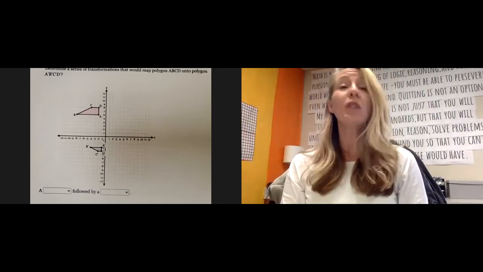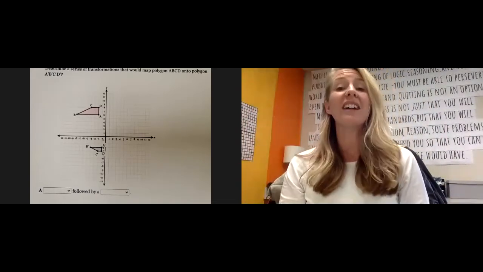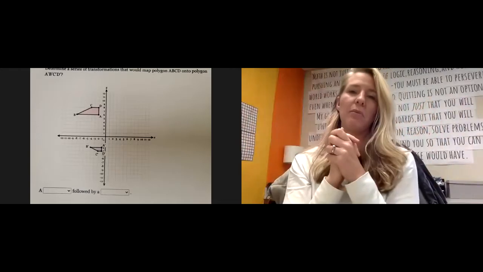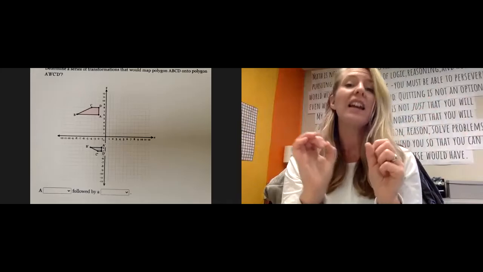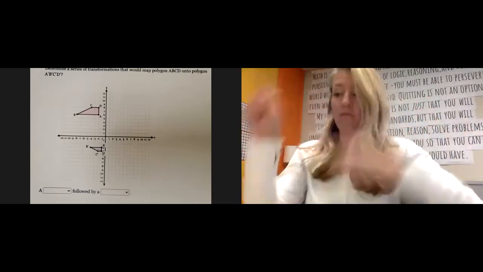Translation is the easiest one. It's just sliding left, right, up or down. And then dilation is the one where we squeeze it or we stretch it. If it ever changes size, it is going to be a dilation. So if it's bigger to smaller, or smaller to bigger, pay attention.